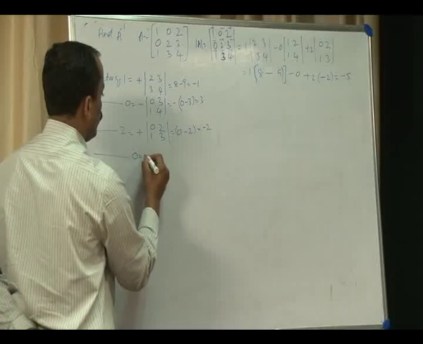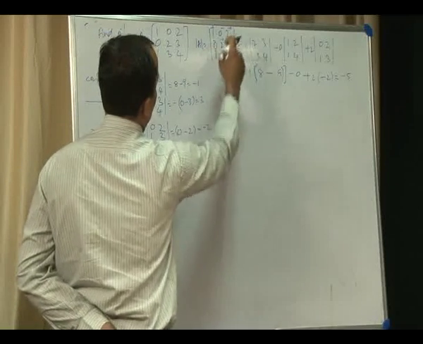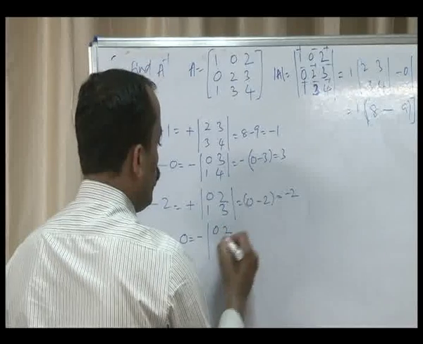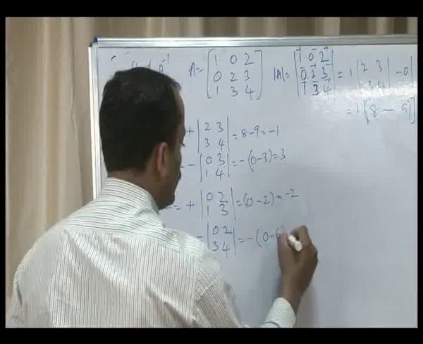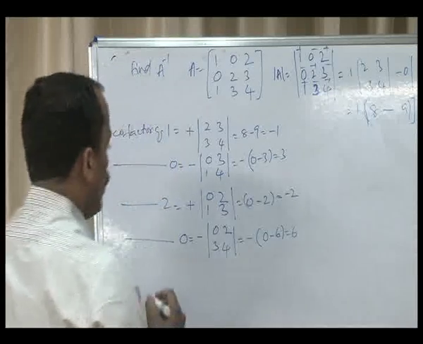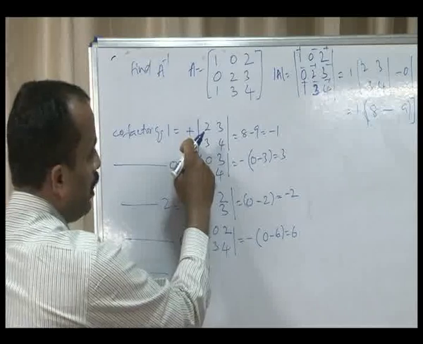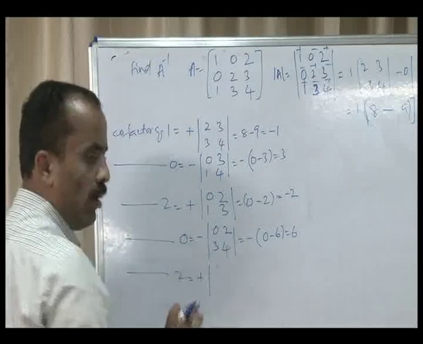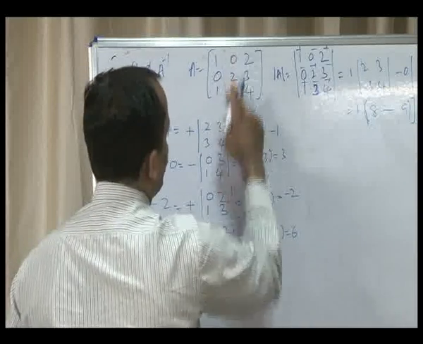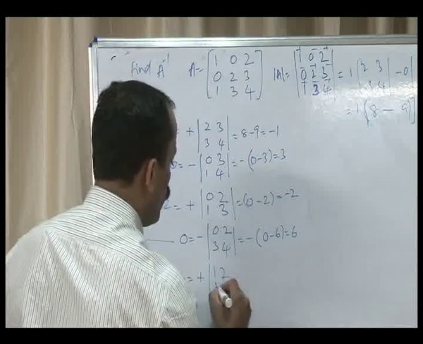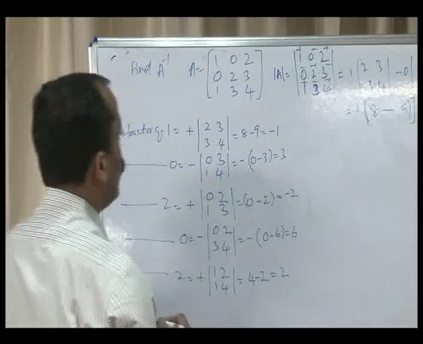Cofactor of 0 is equal to minus, this is minus 0 2 3 4, that is equal to minus of 0 minus 6, that is equal to plus 6. Cofactor of 2 is equal to plus into, see we have to multiply plus minus orderly, plus. This is second row, second column: 1 2 1 4, that is equal to 4 minus 2 is equal to 2.